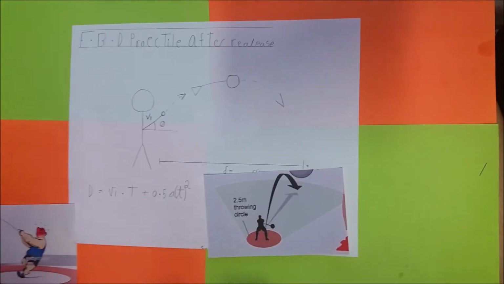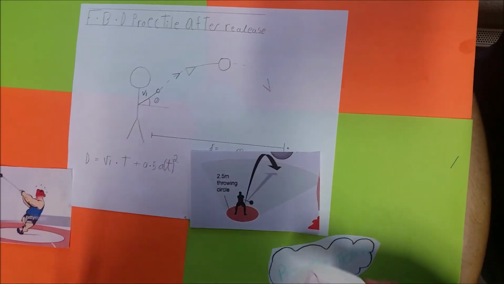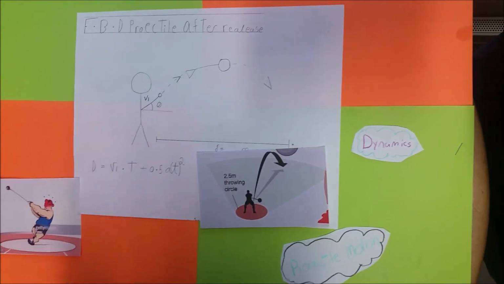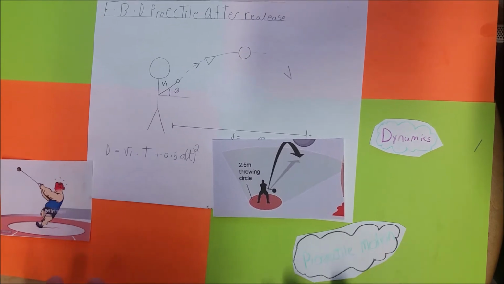So when we're talking about projectile motion, we also need to keep in mind, when it's in the air, the dynamics part, because air is acting in the opposite direction, which can also be friction.